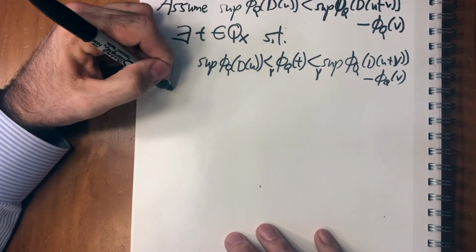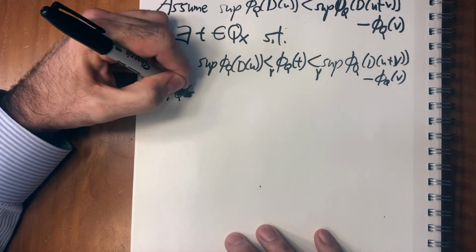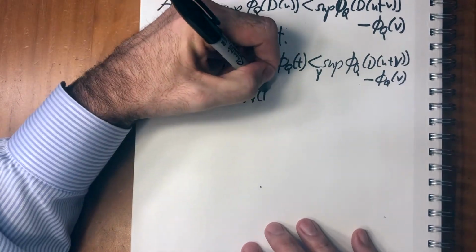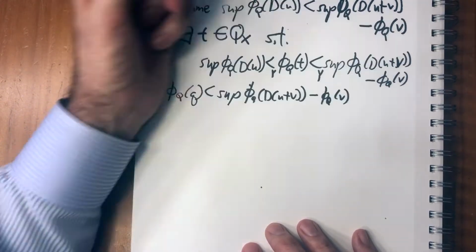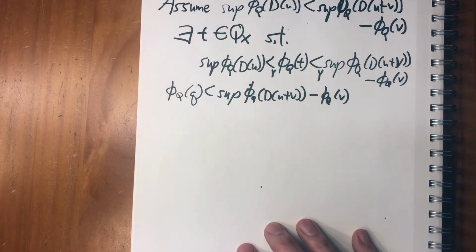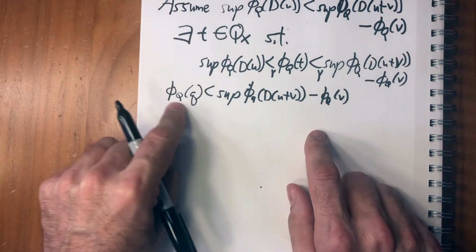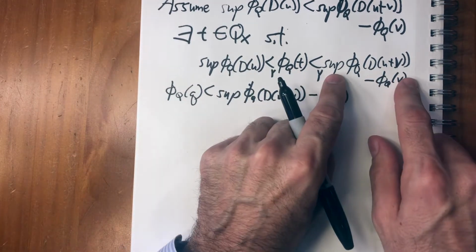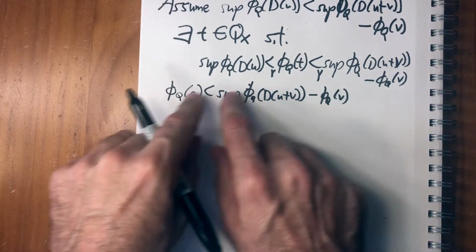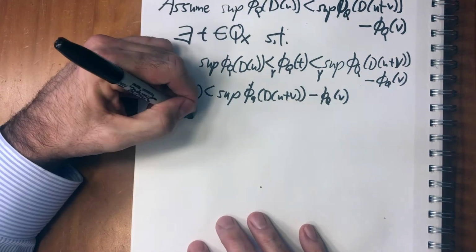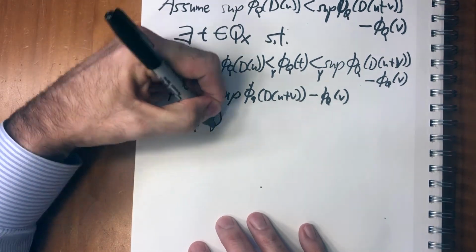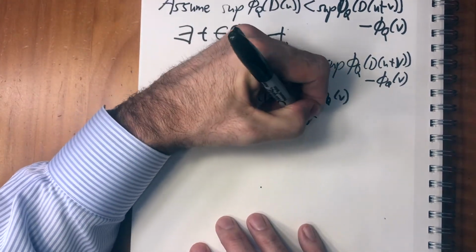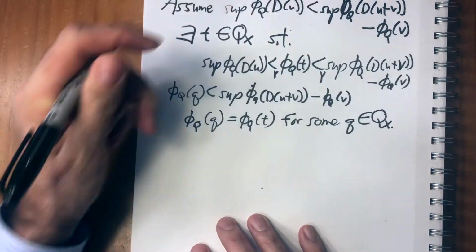So remember, just a minute ago, we established that phi q of q is less than this thing. That was what we just established on the last page. Now, if this is true, this is for all q. And here we just showed that the t that we chose also is less than this. That means that there's some q that equals the phi q of t. So phi q of q equals phi q of t for some q element of q, right?